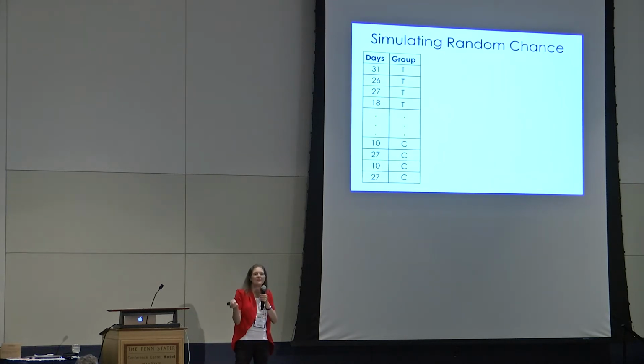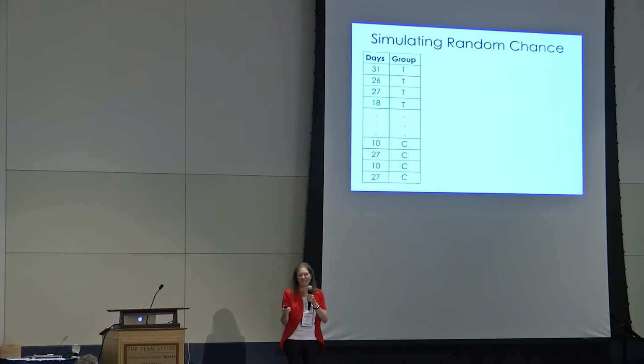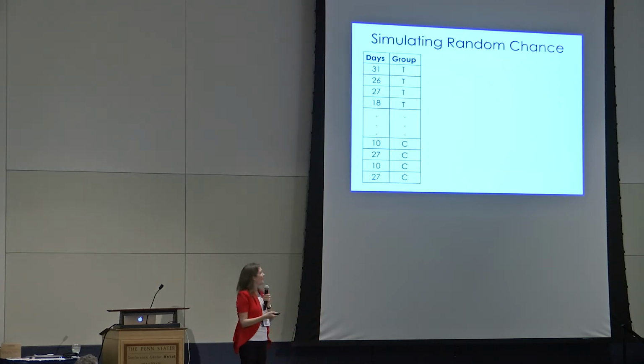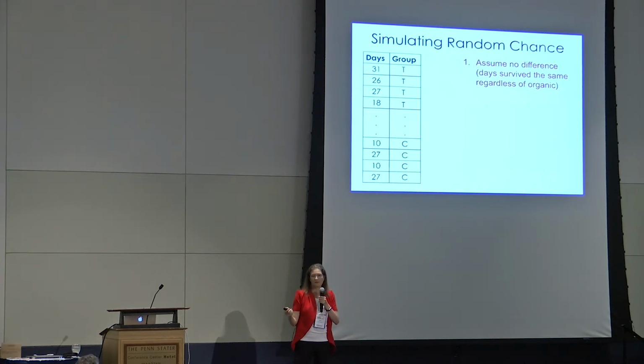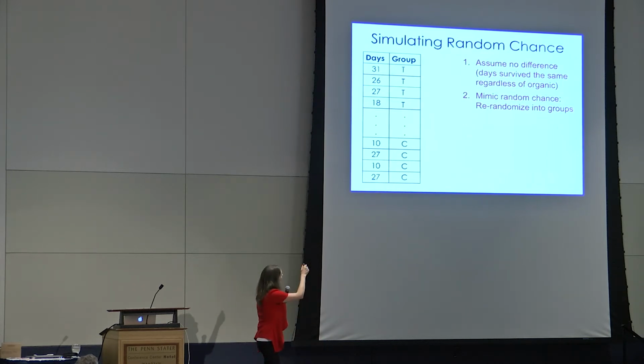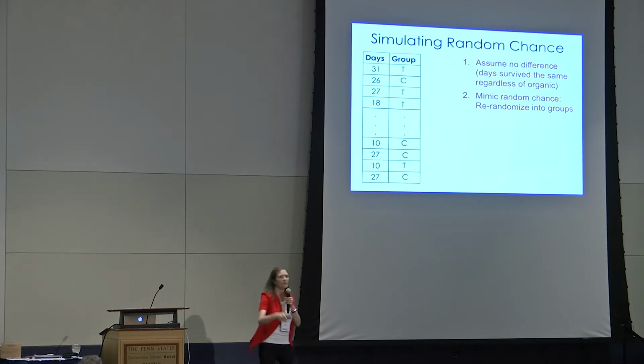So what do I mean by simulating random chance? Here's a subset of the data. I did not purposefully put up all 1,000 data values, but you get the idea. We're first going to start by assuming no difference whatsoever. So the number of days each fruit fly survived is going to stay the same regardless of whether they were fed organic or conventional potatoes. Then we're just going to mimic random chance. We're going to re-randomize all the fruit flies into 2 different treatment groups, again of size 500 each. We take all those treatment labels, scramble them up, redeal them out, just re-randomizing into treatment groups.